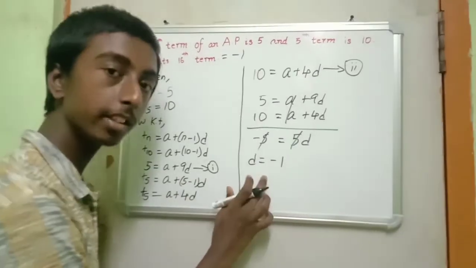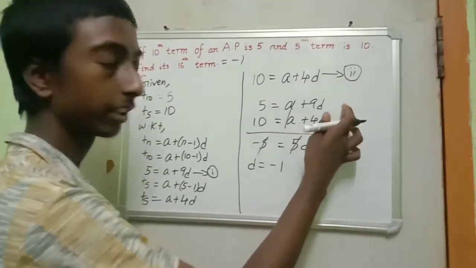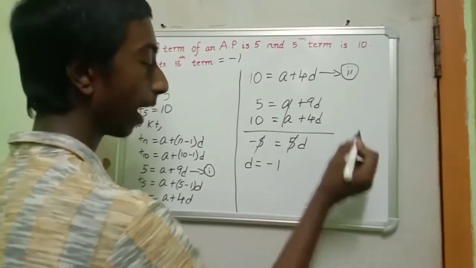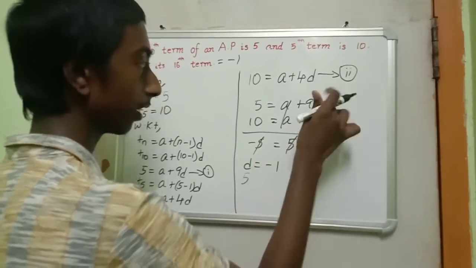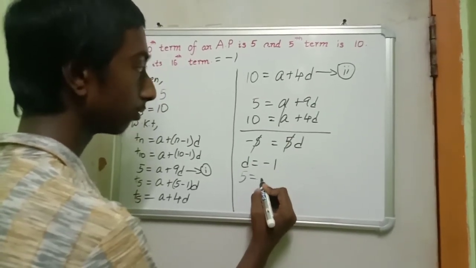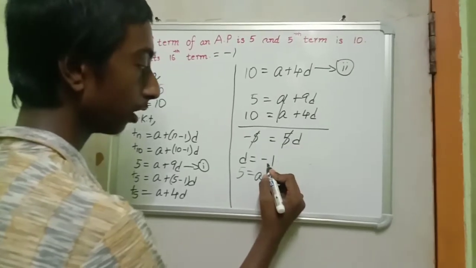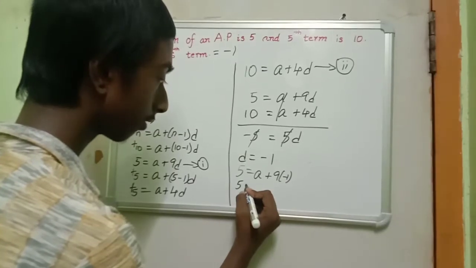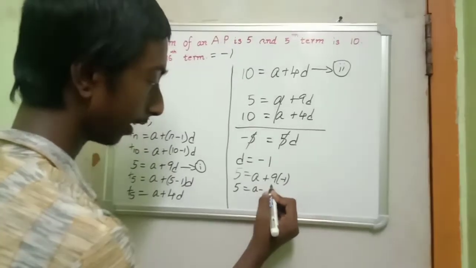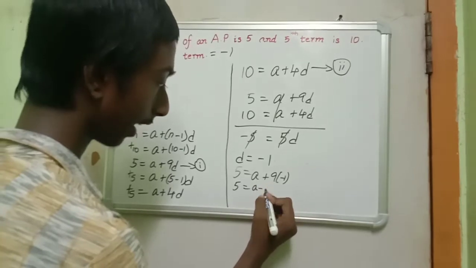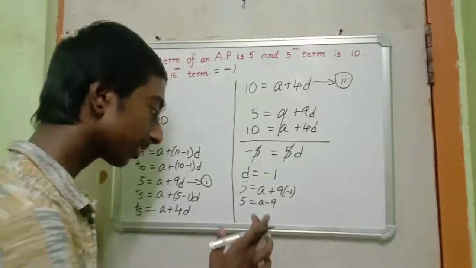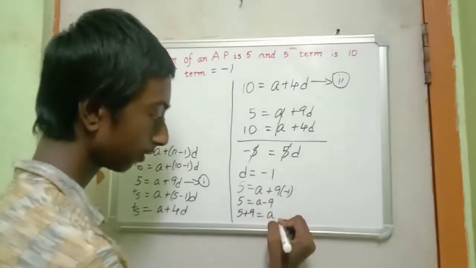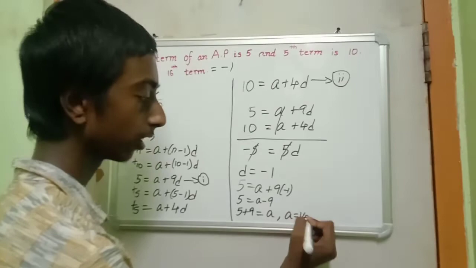If we substitute this D in any of the equations, we get the A value. Let's do that. I am substituting in this equation: 5 equals A plus 9 into D, D is minus 1, so 9 into minus 1. So 5 equals A minus 9. If we simplify this, A equals 14.